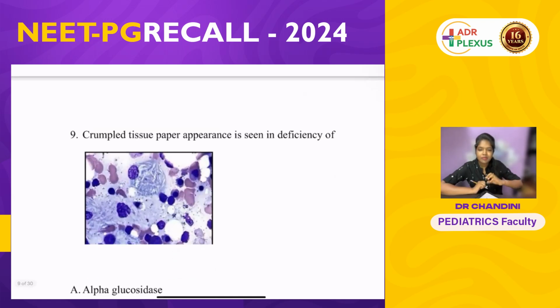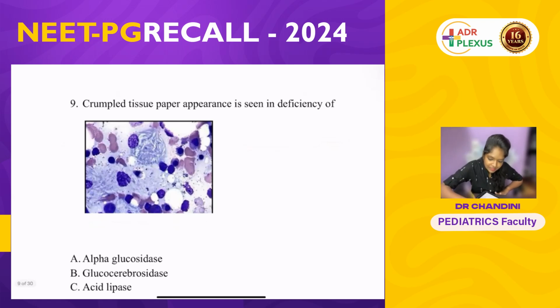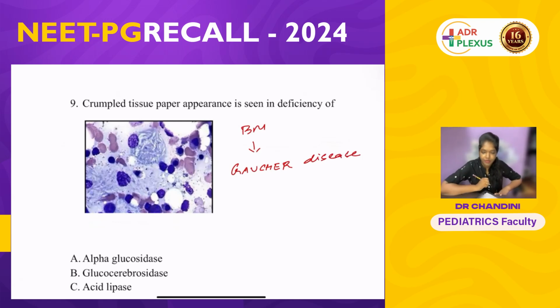Next question, multiple time repeats. You don't see a paper without this question or without this image in the paper. What is it? Crumpled tissue paper appearance. It is seen in the deficiency of dash. So where do you see crumpled tissue paper appearance? It is seen in bone marrow histopathology. In bone marrow, in case of Gaucher's disease, you see this crumpled tissue paper appearance.